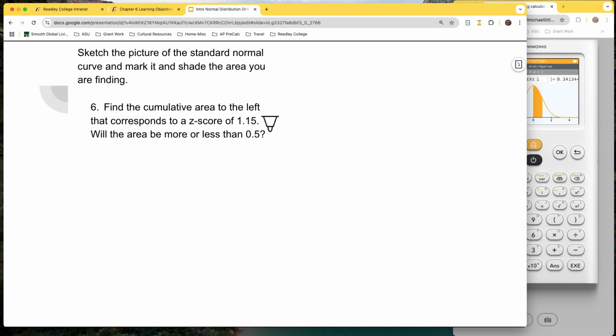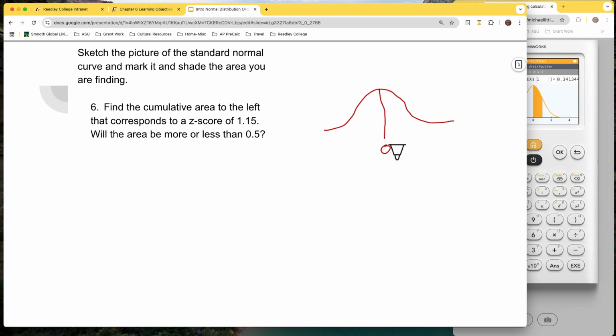That corresponds to a z-score of 1.15. Will the area be more or less than 1? So again, you could draw over here. This is how we did it in the old days. How I learned, you draw a normal curve. Where would 1.15 go, and what's in the middle with the standard normal?